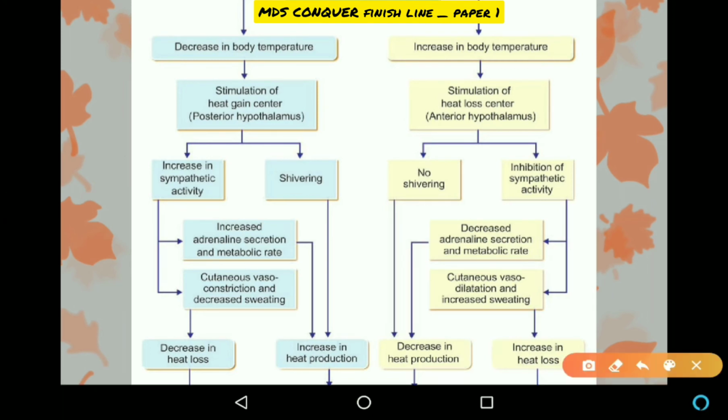So this explains the normal body temperature. You can see here this will decrease the body temperature and this will increase the body temperature. Stimulation of the heat gain center, stimulation of the heat. So if there is increased sympathetic activity or shivering, here there will be no shivering and inhibition of sympathetic activity. This entire flowchart describes the previous events which we have described or learned.